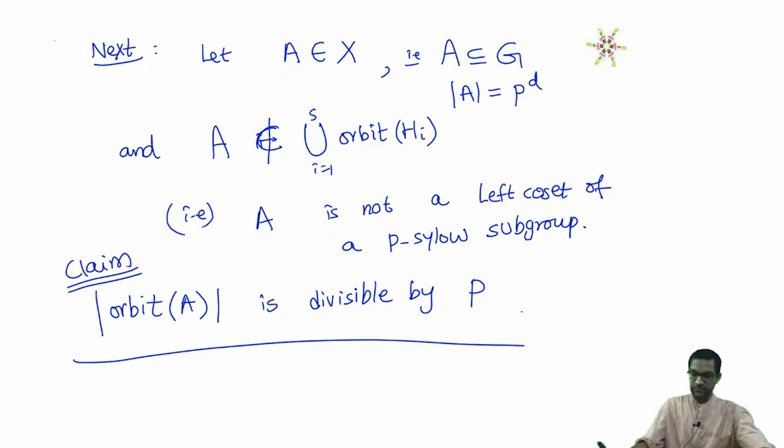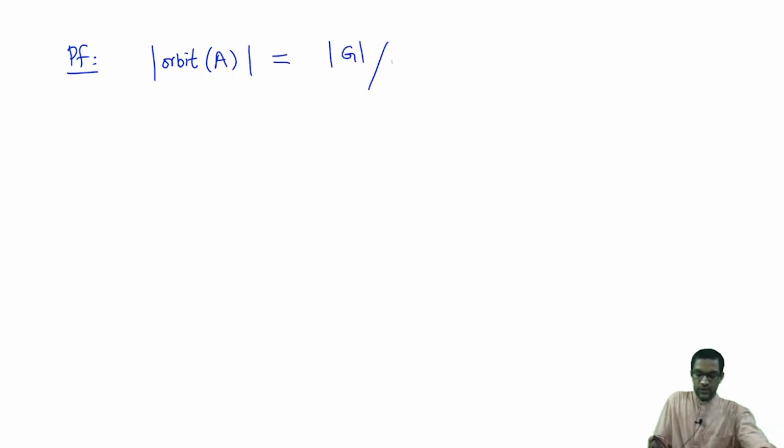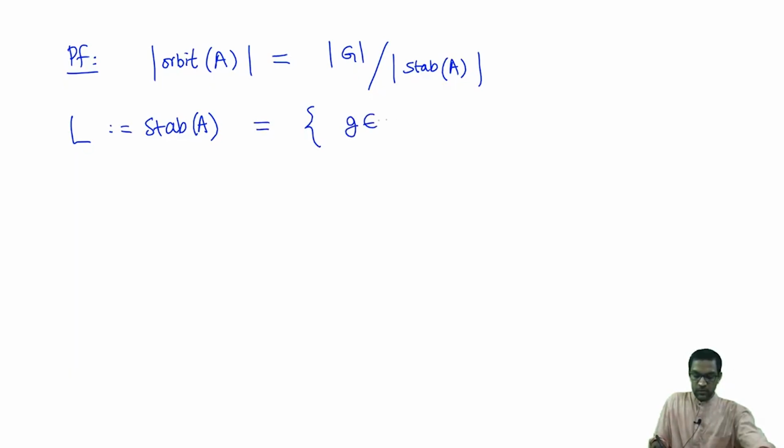Okay, so let's prove the claim first. Proof of claim. Well, as always, we will use the counting formula. If you want to understand how many elements there are in a given orbit, you will have to understand what the stabilizer looks like. So let L denote the stabilizer of A. It's a certain subgroup, remember, the stabilizer is always a subgroup. What is it? It's the set of all group elements which stabilize A. In other words, when you act on A by hitting it on the left, you should get back A.